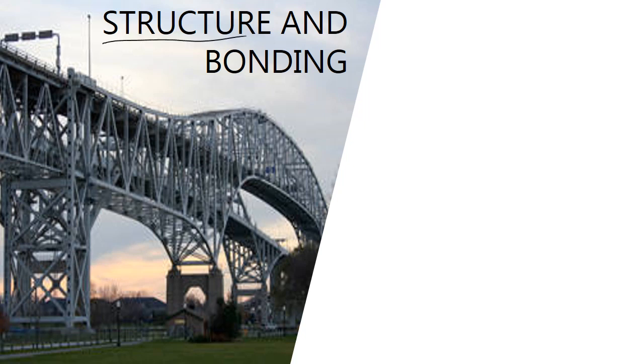The term structure basically means any arrangement of things that form a specific pattern. For example, take a look at this picture here. It is a picture of a bridge. This bridge is made up of different parts that form a regular structure or pattern, as you can see. For example, when you look at the metallic parts, they form a zigzag pattern.